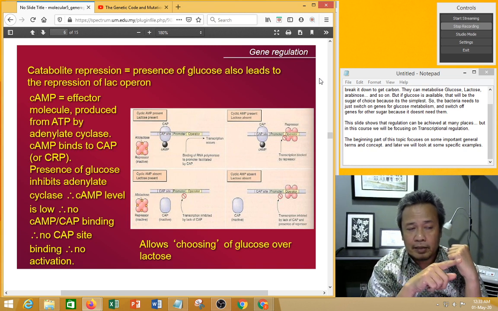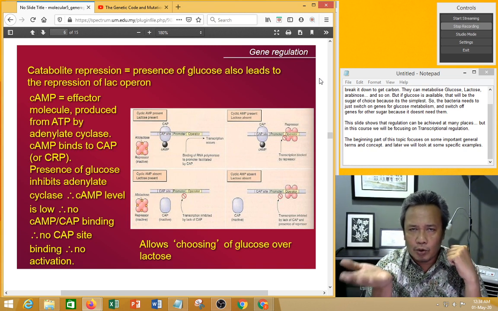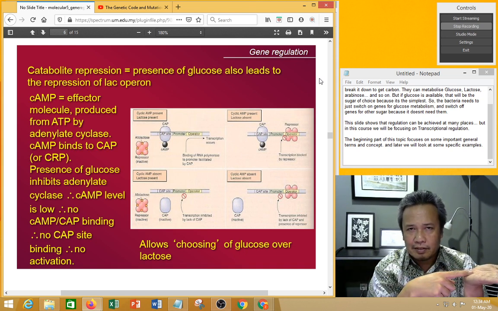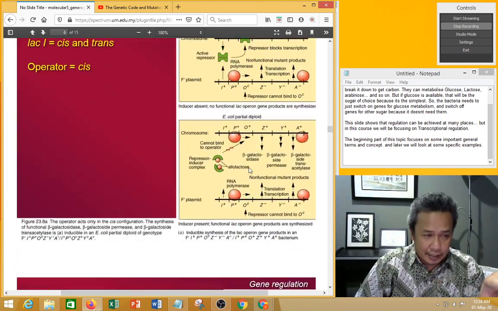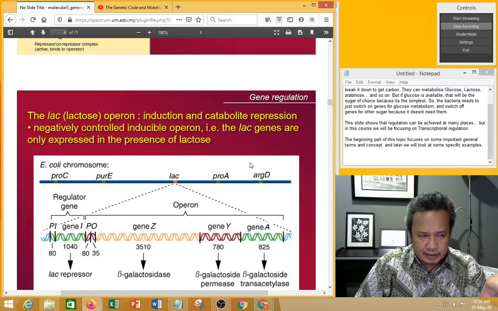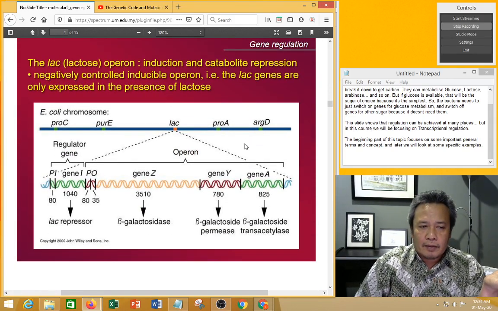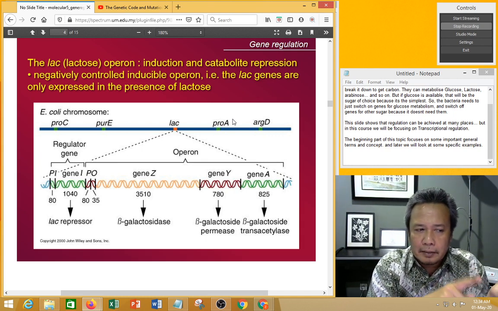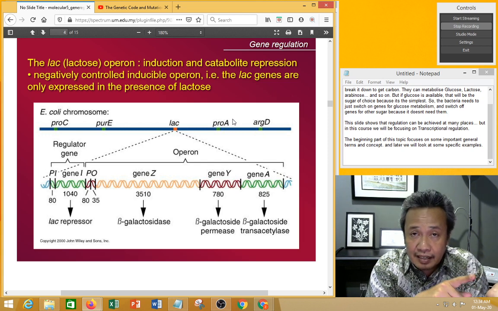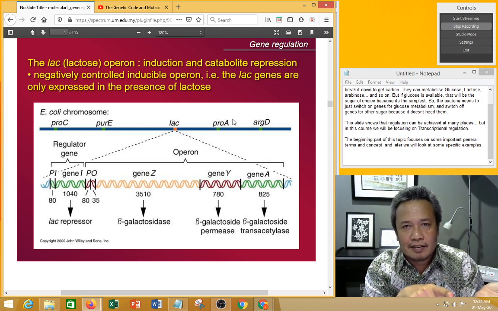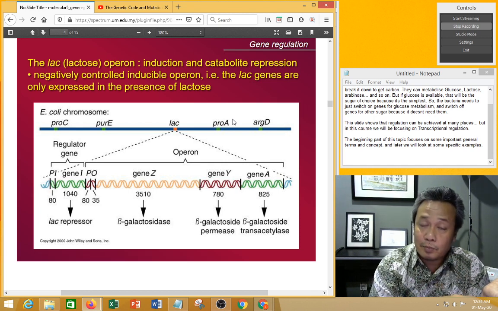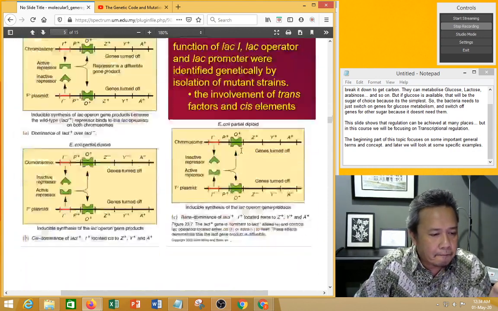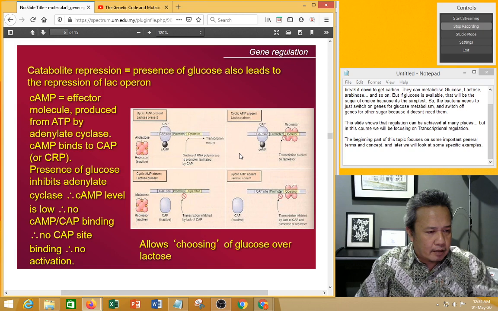Catabolite repression means that as long as you have glucose, even if you have lactose, it will not be able to switch on the lac operon. I won't say that it contradicts this statement. This statement says lac genes are expressed in the presence of lactose, but you may add to it: lac genes are only expressed in the presence of lactose and absence of glucose. If glucose is present, it's still not going to switch on. How? Look at this.